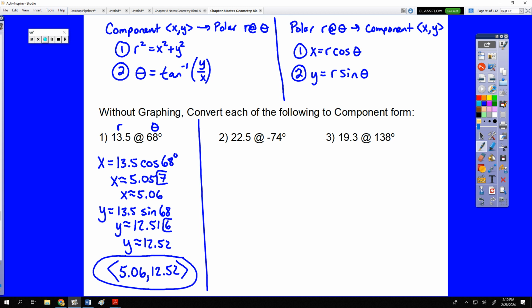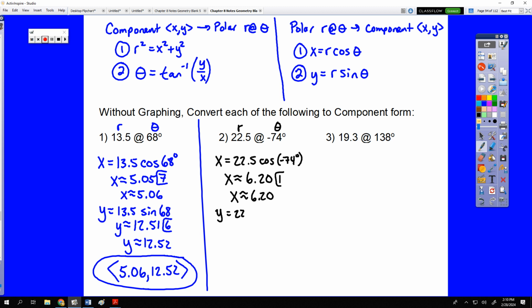Okay, on the next one, again, we have an r and we have a theta. So all that we have to do is figure out our x, which is 22.5 times the cosine of negative 74 degrees, which would give us x is approximately 6.201. Now we should think that that makes sense logically. Negative 74 degrees is in quadrant 4. In quadrant 4, x is still positive. So we're going to be using 6.20 to be our x component.